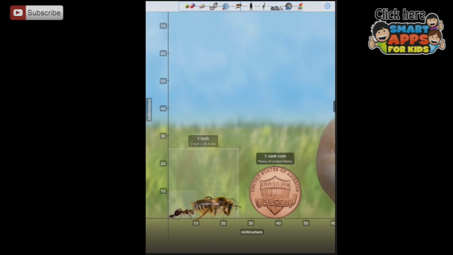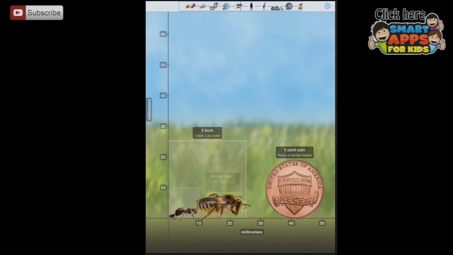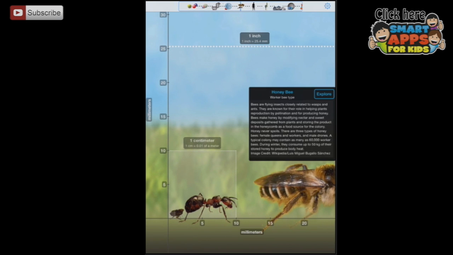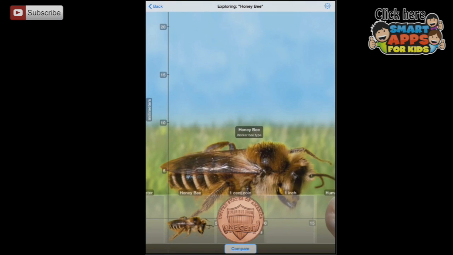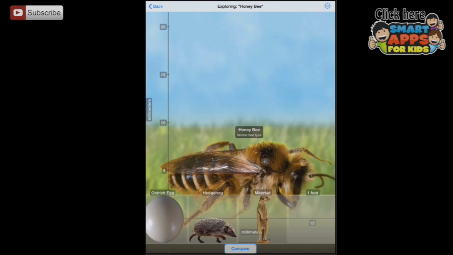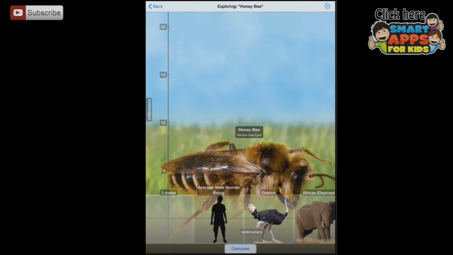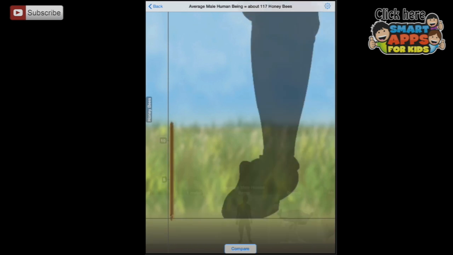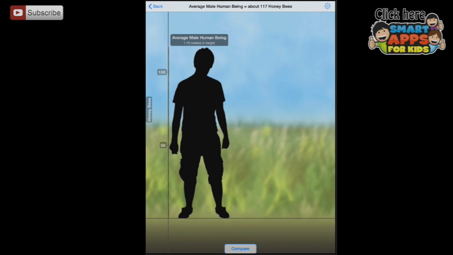Let's grab a honeybee. And we'll see, because this is something that children honey can bee, see. Worker bee type. I know, hold on, worker bee. I'm trying to bring you up. Honeybee, worker bee type. Children can see in everyday life that a honeybee is... Average male human being equals about 117 honeybees. Incredibly much smaller than the average male human being. And yet, we are terribly frightened of the honeybee. It's ridiculous, really, isn't it?